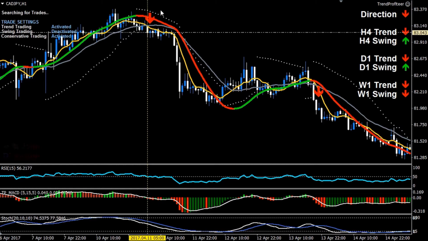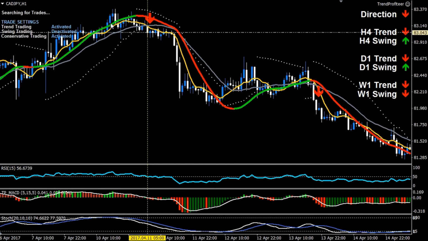Of course, the Trend Profiteer displays it on the opening of the new bar after that bar has closed and confirmed the trade. So first of all, we need to have an overall trend direction of down. To do that, we need to have at least 4 out of the 6 of these higher time frames pointing down. In this case, we do.